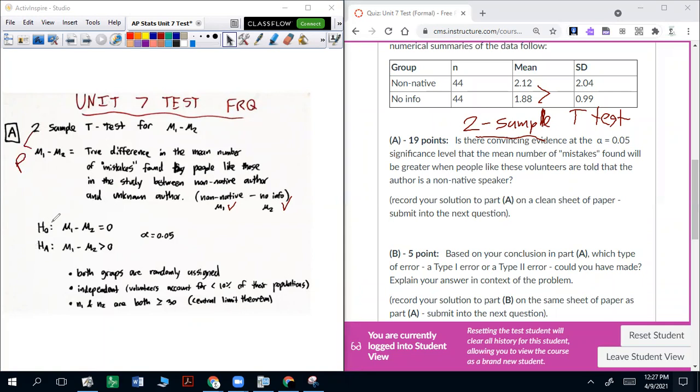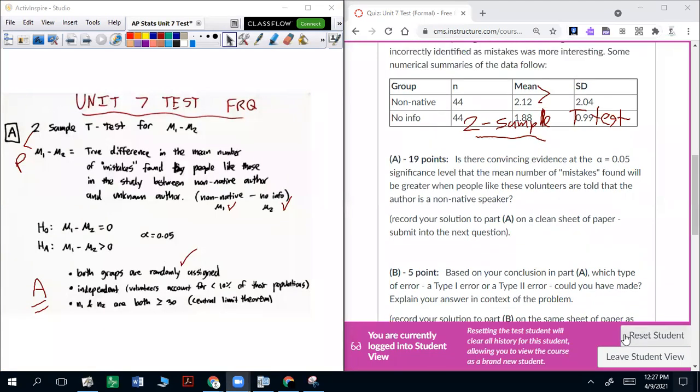And then the assumptions, well, we also have to do our hypotheses, right? Our null would be that there is no difference, so the difference between the means is 0. And the alternative would be that the mean difference is greater than 0. And our assumptions, honestly, just list them, right? They're randomly assigned. It says that right in the problem. Somewhere up here, let me scroll up.